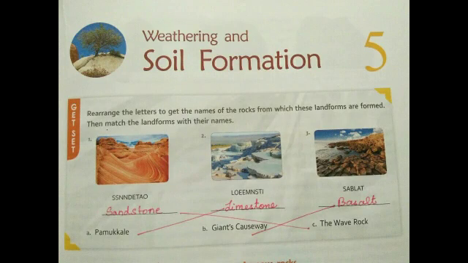So children, first let's finish the Get Set exercise given in our textbook. Here you have to rearrange the letters to get the names of the rocks from which these landforms are formed. Then we have to match the landforms with the names. The first one is sandstone. It is also called the Wave Rock. Second one is limestone. It is also called Pamukkale. Third one is basalt. It is the Giant's Causeway. Write it neatly in your textbook.